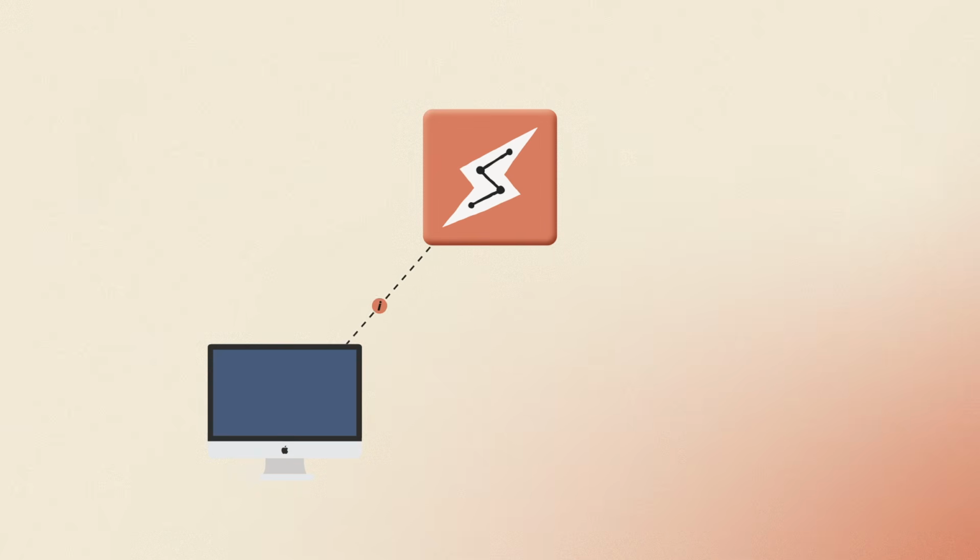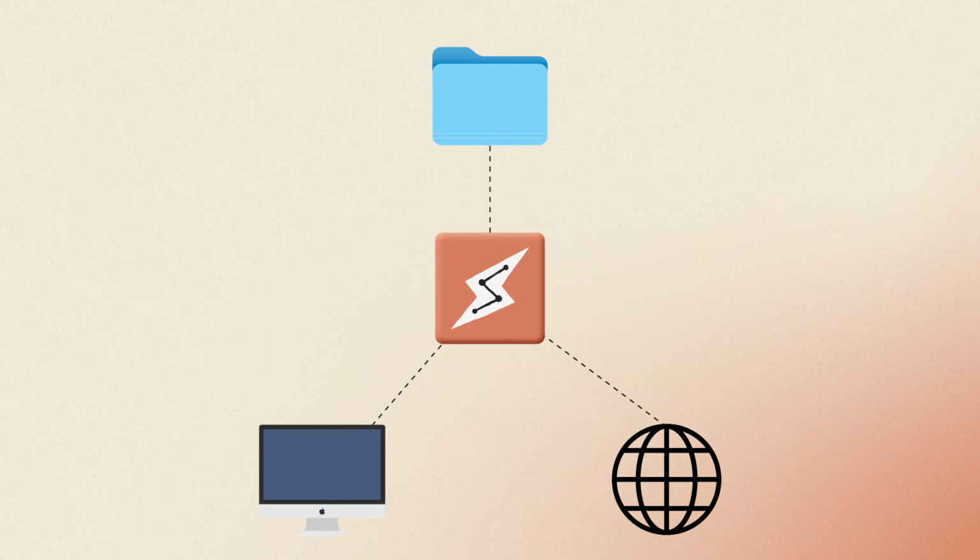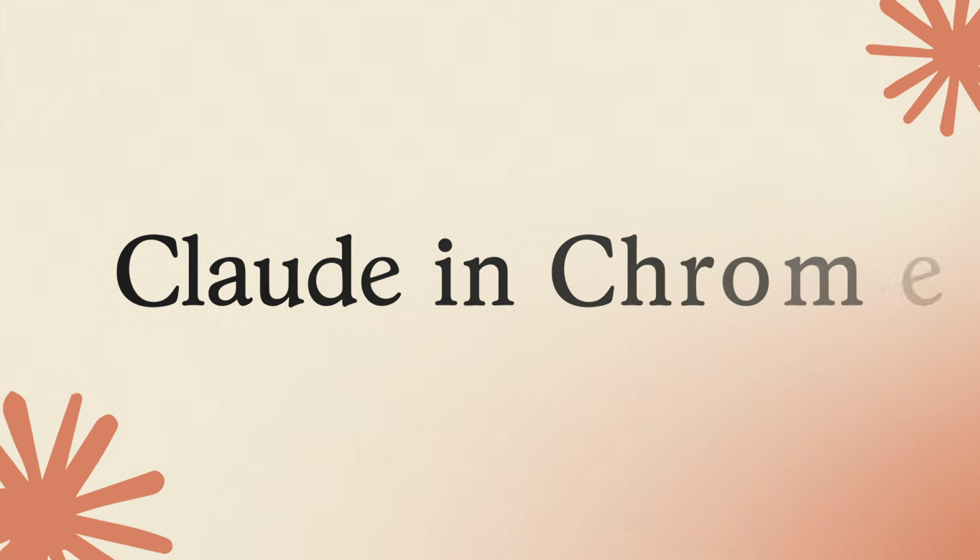Up until now, Cowork has been dealing with information that already exists in your system. But what if the information you need isn't on your computer at all? What if it's out there on the web and you need Cowork to go get it and add it directly into your work? That's exactly what Claude in Chrome does.